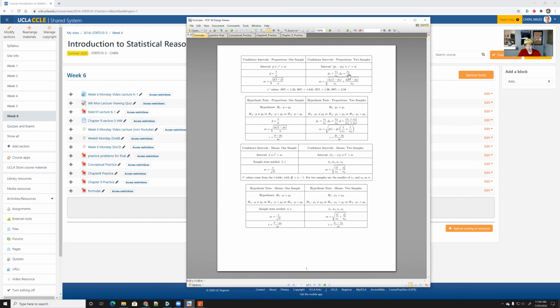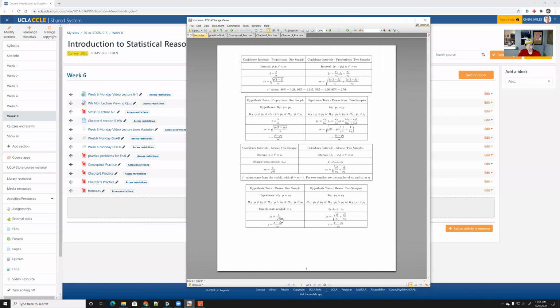There's one thing we did not do: confidence intervals, proportions, 2 samples. We did not do that. Everything else we've covered though: confidence intervals proportion 1 sample, hypothesis test proportions 1 sample, hypothesis test proportions 2 samples, confidence intervals means 1 sample and 2 samples, hypothesis test means 1 sample and 2 samples. And technically you have hypothesis test for paired data, but once you find that difference column, it becomes basically means with 1 sample.